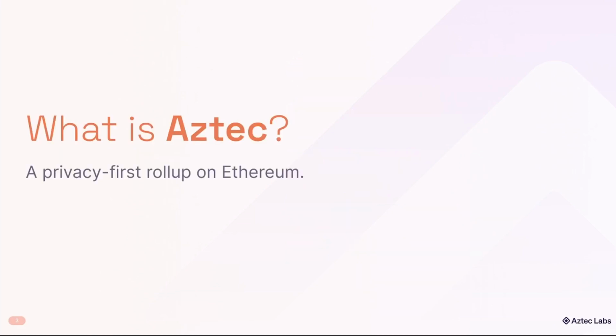So to kick off, what is Aztec? Very simply, Aztec is a privacy-first rollup on Ethereum. Being privacy first means that we have private and public execution. This means that we'd have private and public state on the Aztec network. So we'll go into a bit more about what that looks like in this presentation.